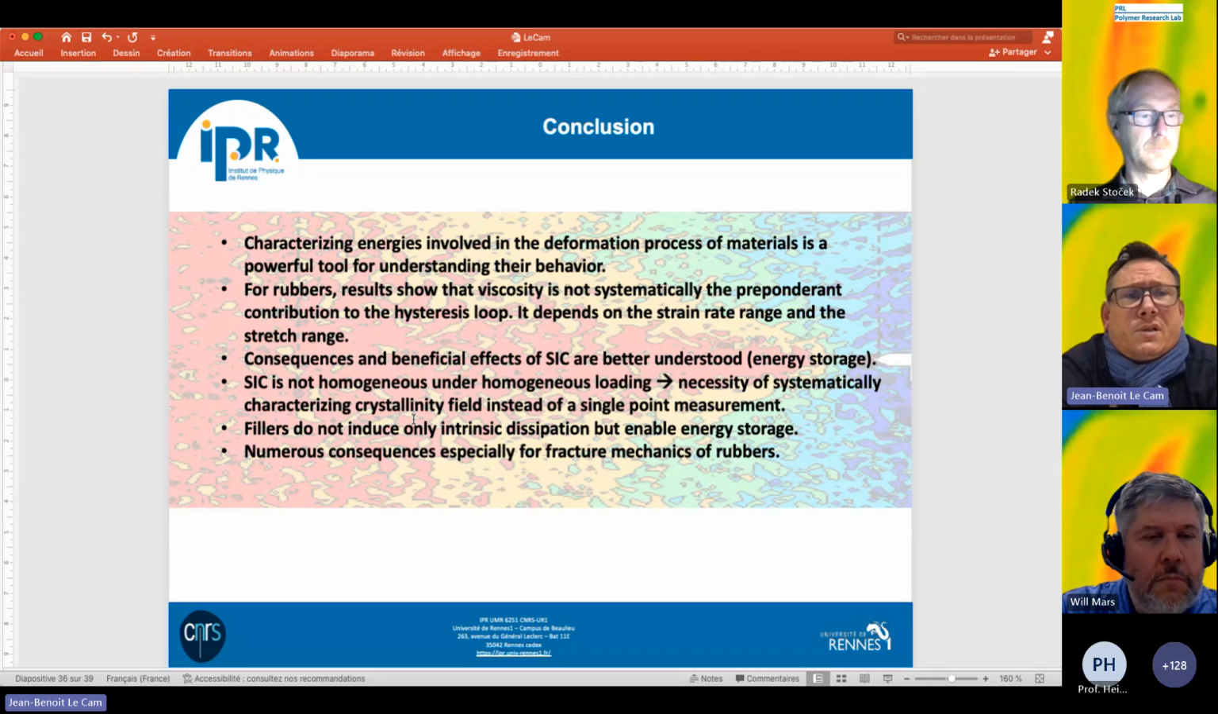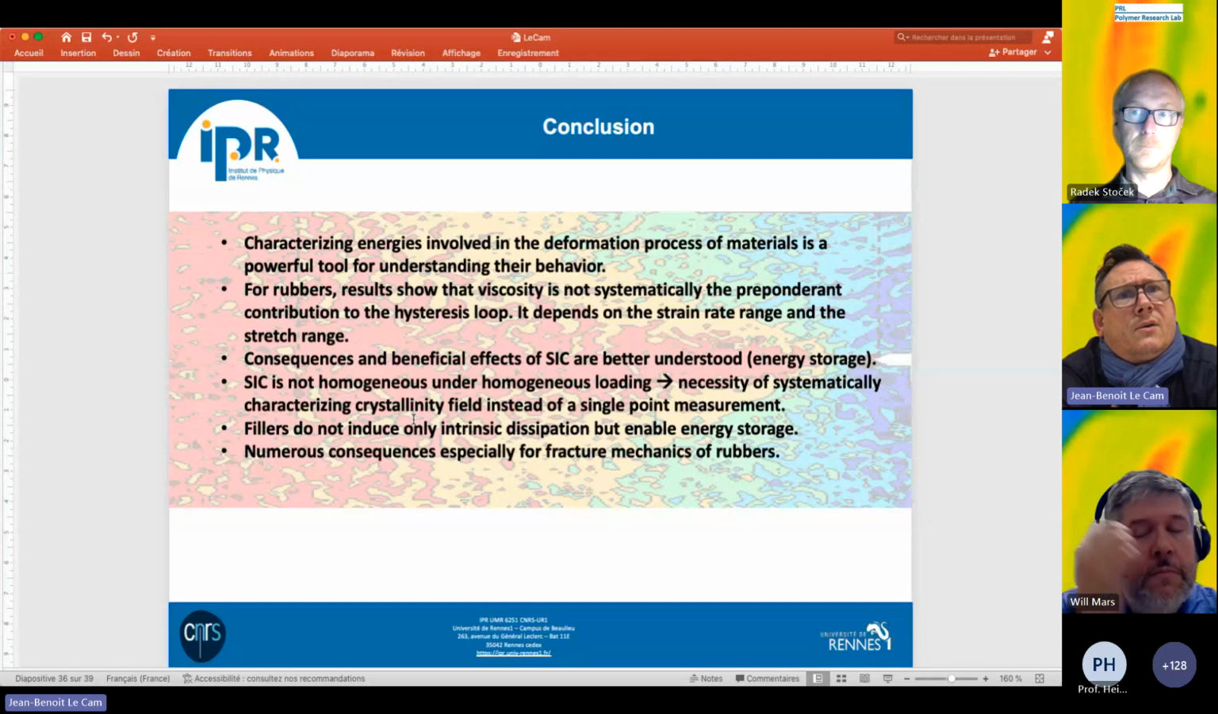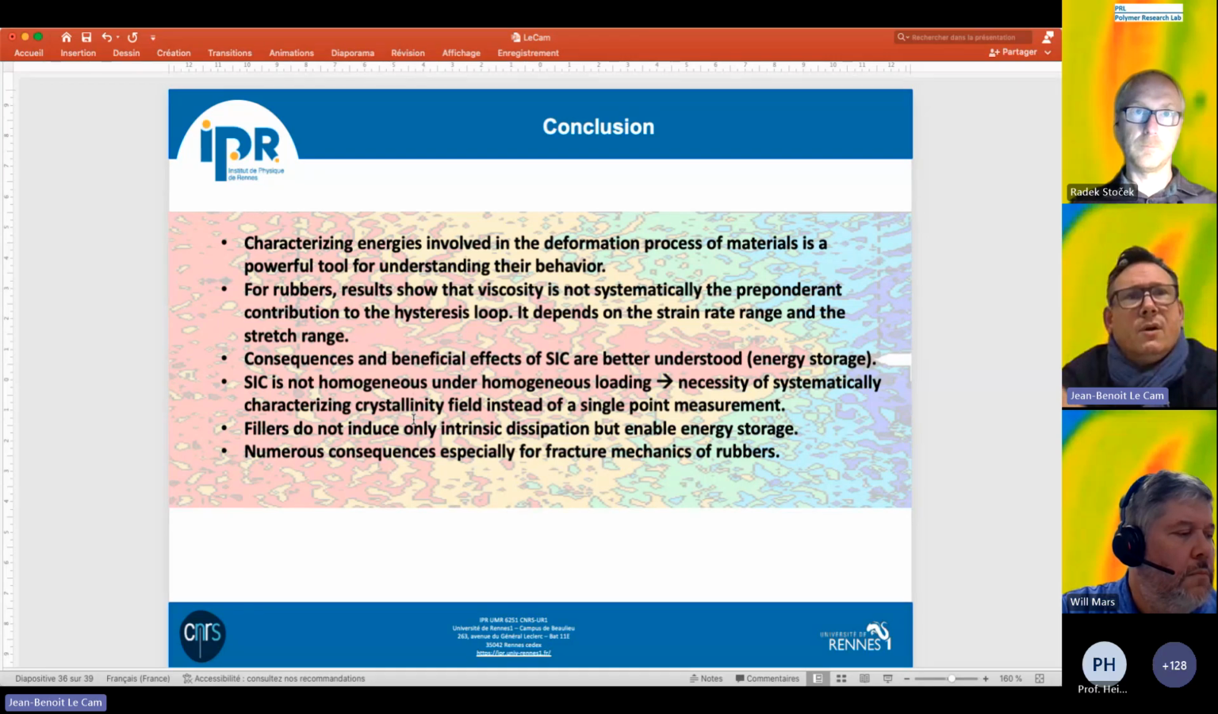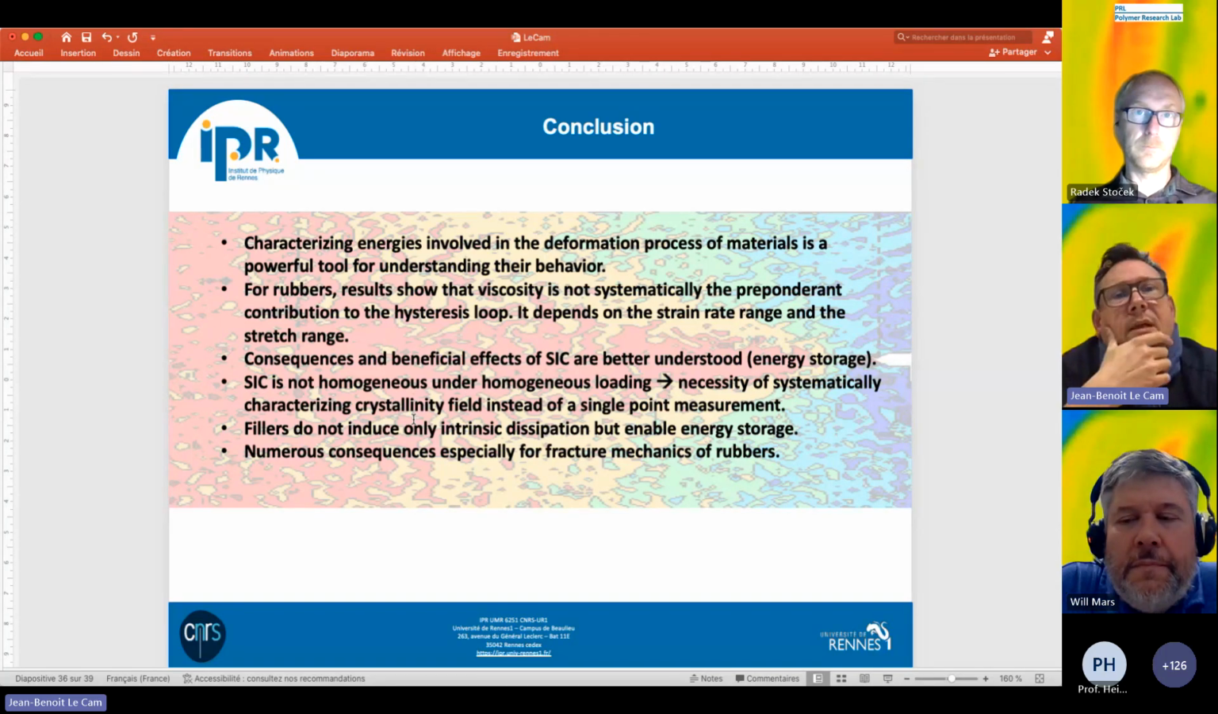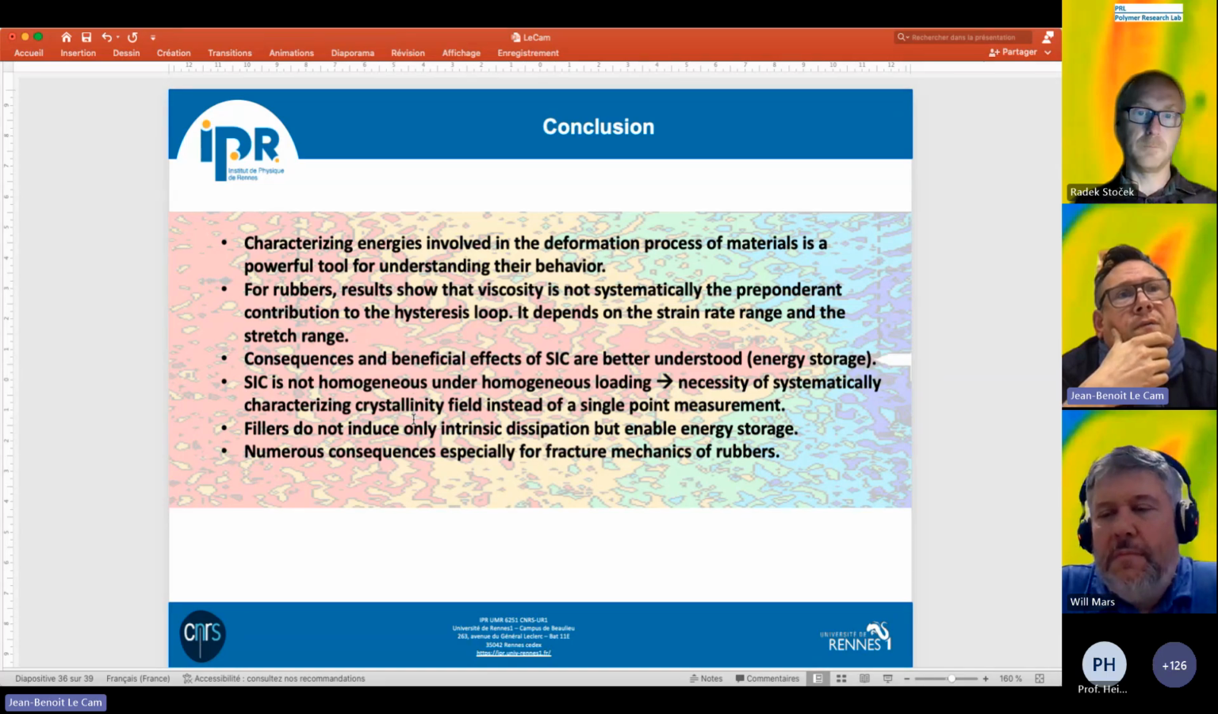And of course, we also highlight the consequences and beneficial effects of the strain-induced crystallization on the mechanical behavior of the material, especially because the strain-induced crystallization is favorable to and promotes energy storage. You form springs during the loading, and you destroy these springs at a different rate during the unloading. So this is very interesting. SIC is not homogeneous under homogeneous loadings. This is also one interesting thing we can find by using calorimetry from temperature field measurements, and a lot of other conclusions.